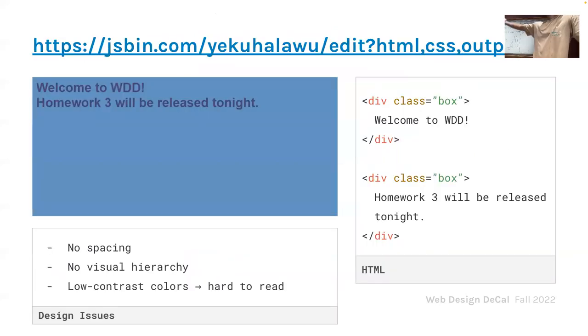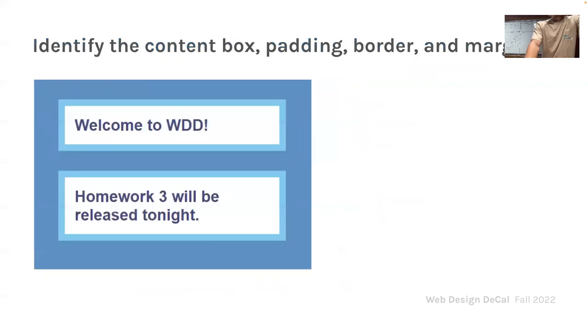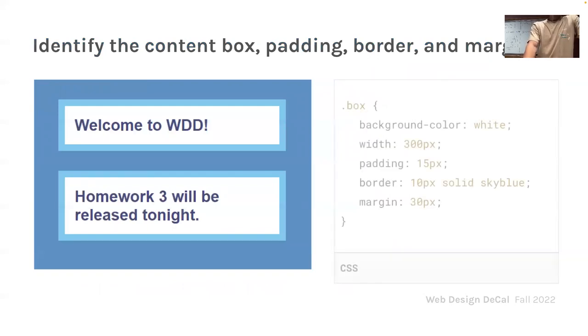So this is basically something that looks very bad. This is basically just pure HTML. There's no spacing, visual hierarchy. It's pretty hard to read at the same time too. So if we want to make this into something that still looks pretty bad, but slightly better than what it was before, we're gonna add these CSS attributes.